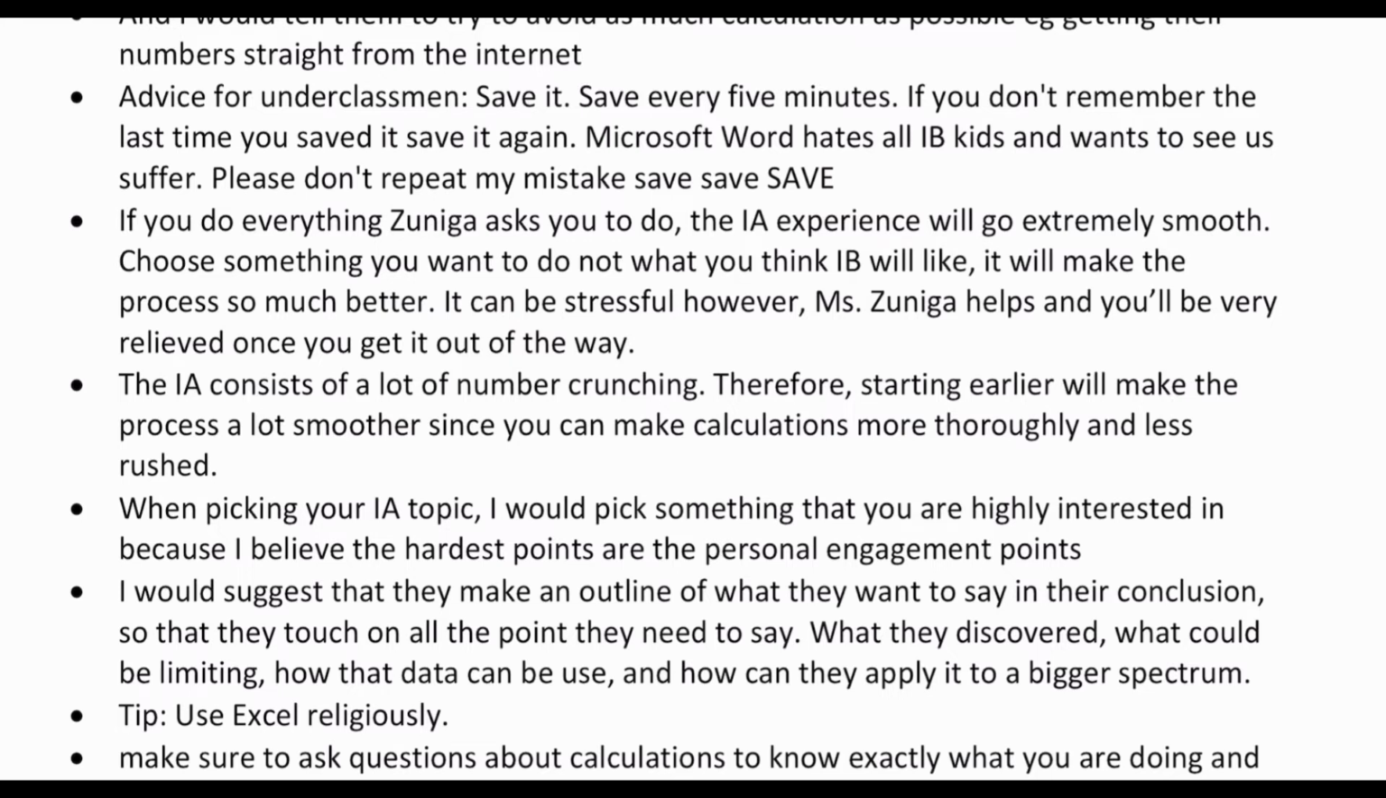Save, save, save. Obviously, the student had an issue saving their paper, lost their paper, and had to start from scratch. So you can feel their pain in this piece of advice.